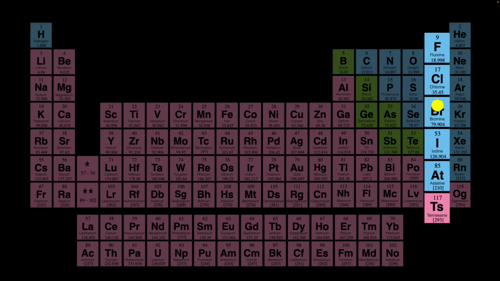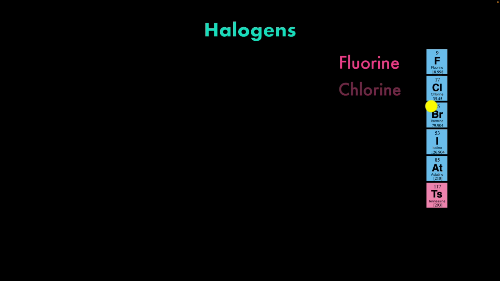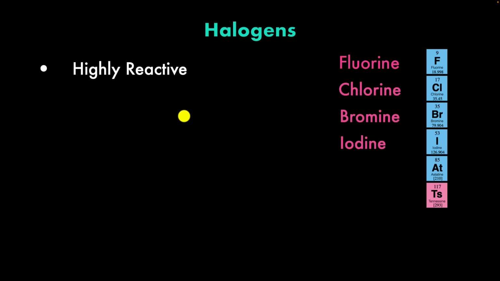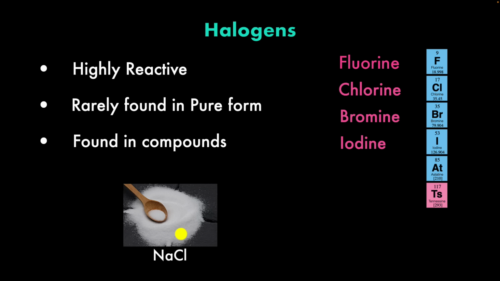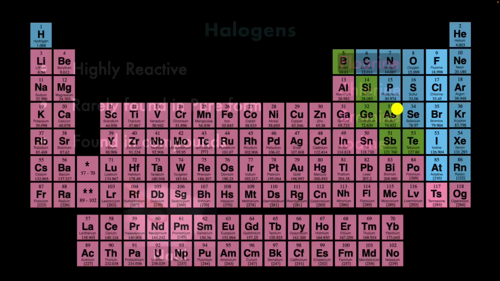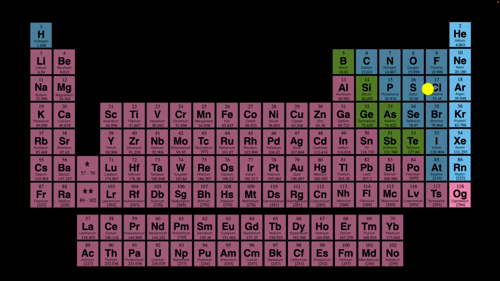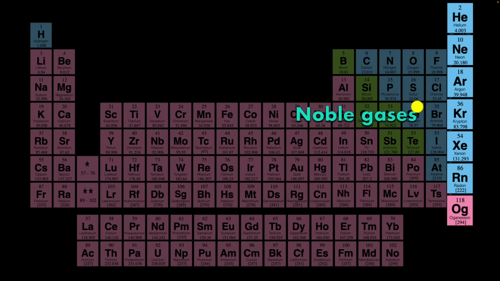Here we find the halogens. This includes fluorine and chlorine and bromine and iodine. Halogens are highly reactive nonmetals, and they're rarely found in pure form. Instead, they're usually found in compounds, especially combined with metals to form salts like NaCl, which is the most common example.